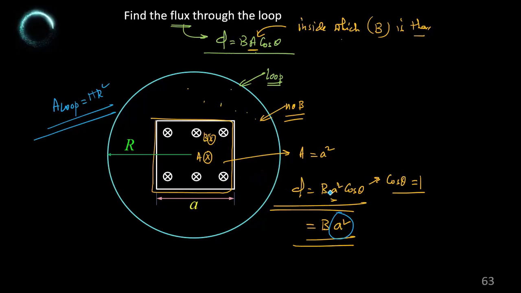And regarding the direction of the area vector, every time if the B vector is given, use the concept that along the same direction the area vector is there. If both B and A vectors are aligned along the same direction, that means theta becomes 0 degree, and cos theta becomes 1. So finally what I am getting is flux equals B times a square. That will be your answer. For this situation, you have to only consider the area inside which the magnetic field is there, not the entire loop.